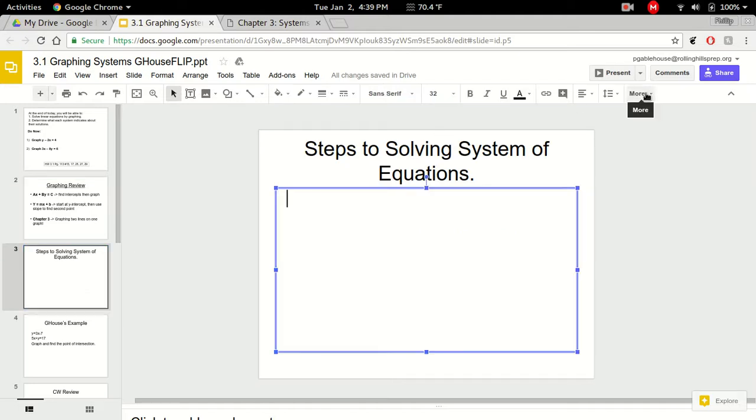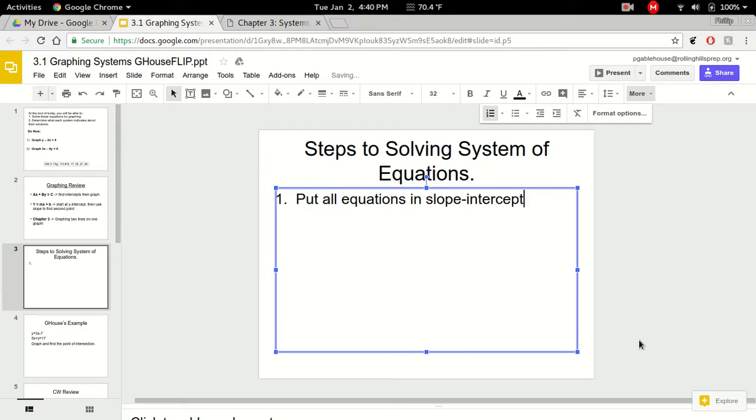So, steps to solving a system of linear equations. Step number 1: put all equations in slope-intercept form. It's just a little bit easier to graph in slope-intercept form, so put all equations in slope-intercept form. Okay, that'll be our first step.